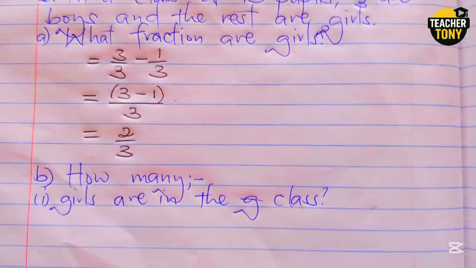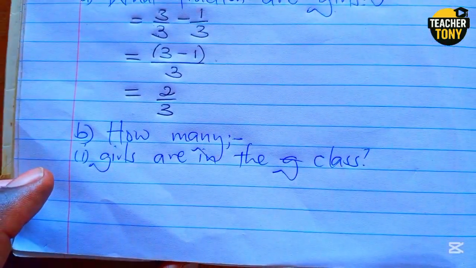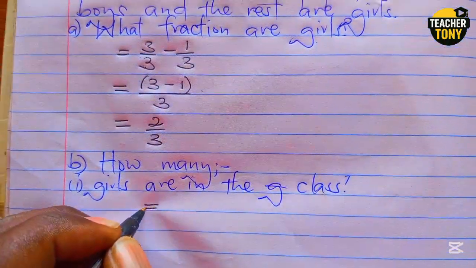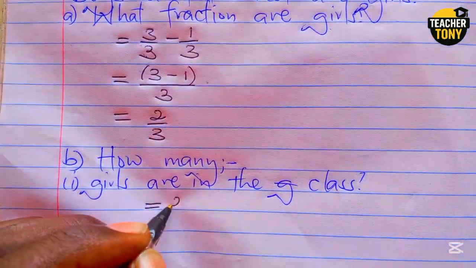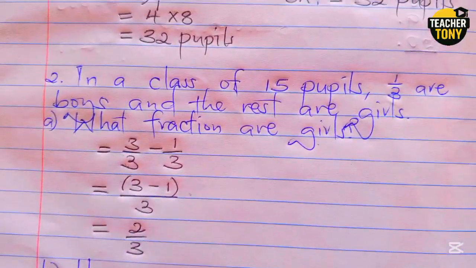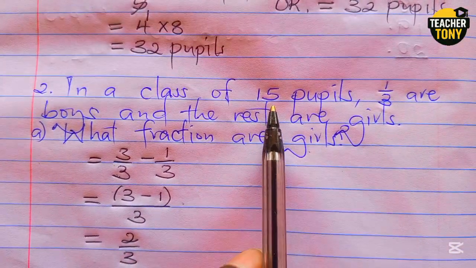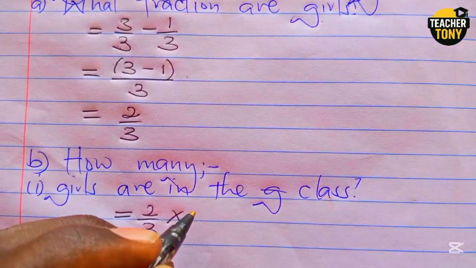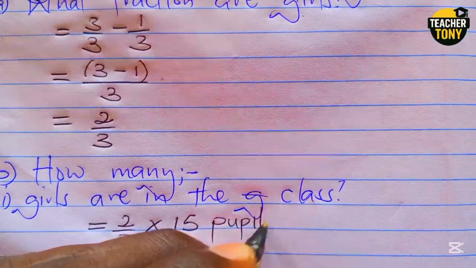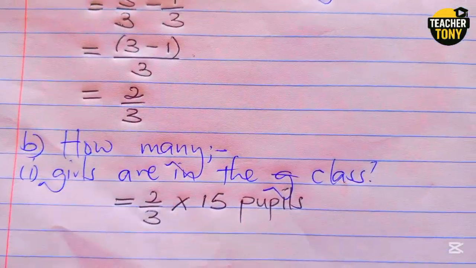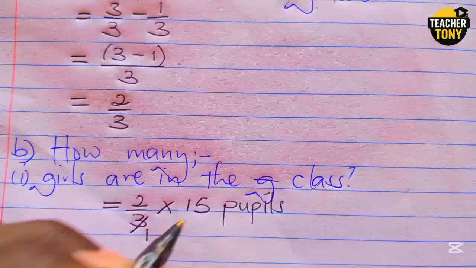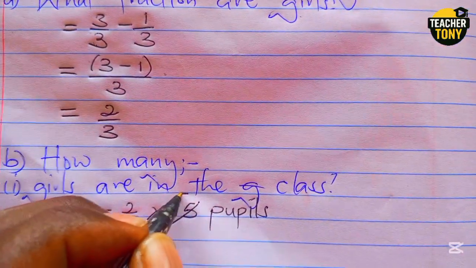Now let's go to the next question. The question is asking, how many girls are in the class? Look at that, very easy. We shall say the fraction of girls, which is 2 out of 3, times the number of people in the whole class, which is 15. So times 15 pupils. Remember, the units are going to change down here. Right now there are pupils, but in the answer we shall change the units. 3 by 3 is 1. 15 divided by 3 is 5.